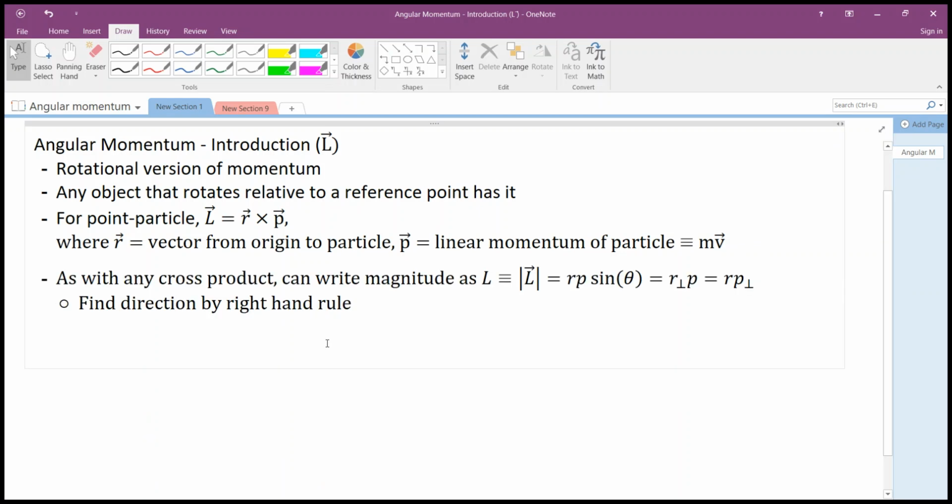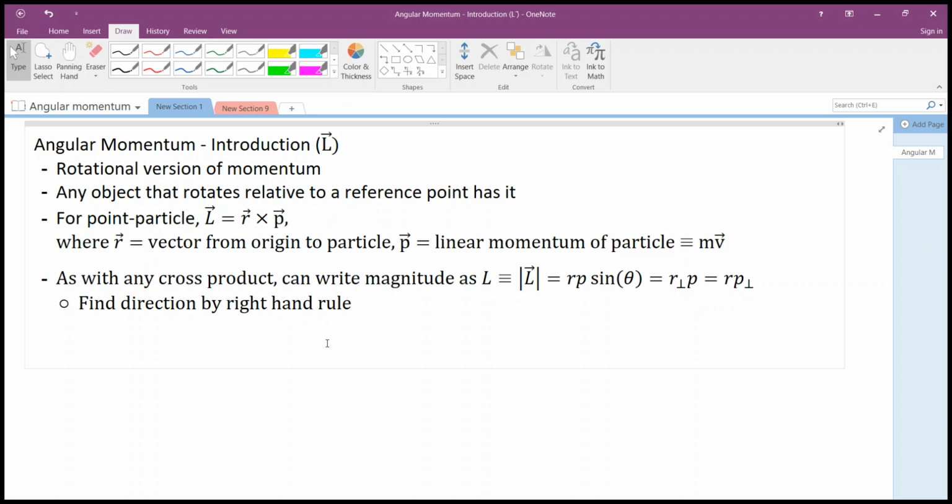Just like with any other cross product, we can calculate the magnitude using the magnitude sine theta formula, or the perpendicular component times the rest. Then you can find the direction by the right-hand rule. That's one way that you can compute it.